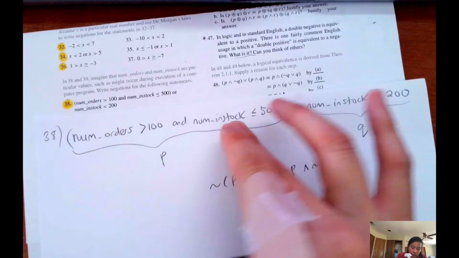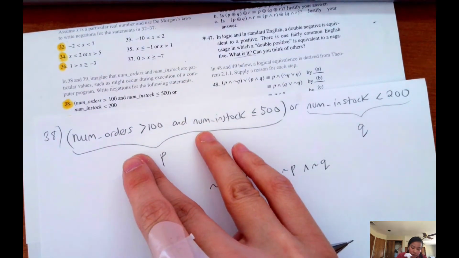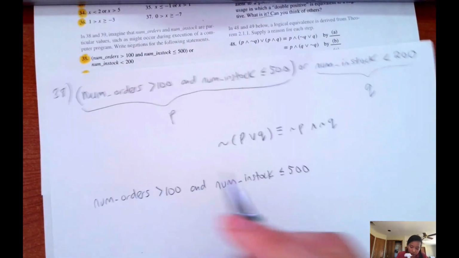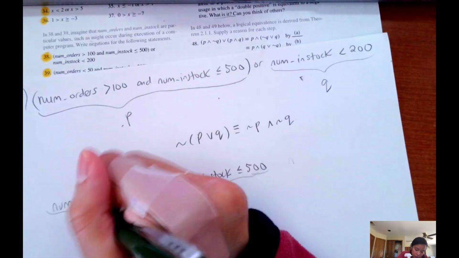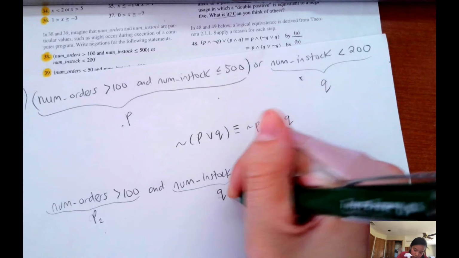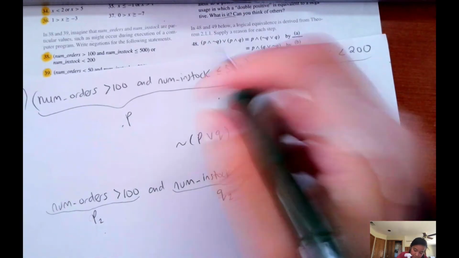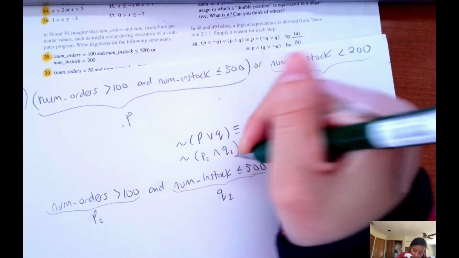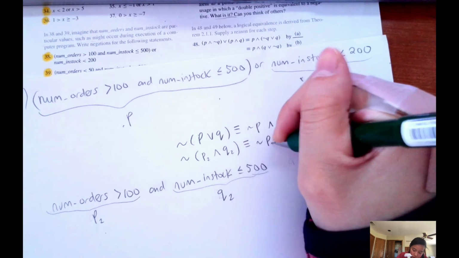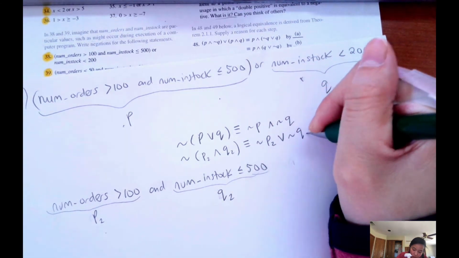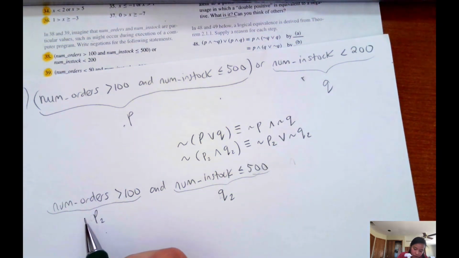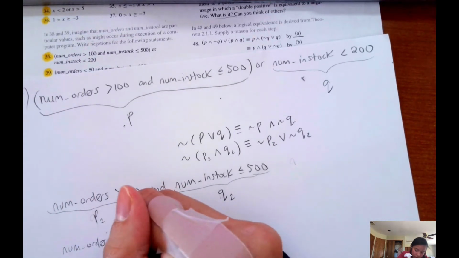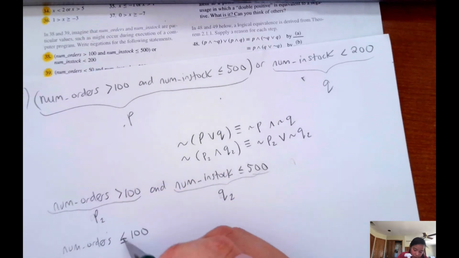You can see this statement has some statements within it. So let's focus on that. Let's call this statement P2 and this statement Q2. You know that the negation of P2 and Q2 is logically equivalent to the negation of P2 or the negation of Q2. So the negation of P2 would be num orders is less than or equal to 100. Remember, you flip the sign and you add a bar, there isn't one here.